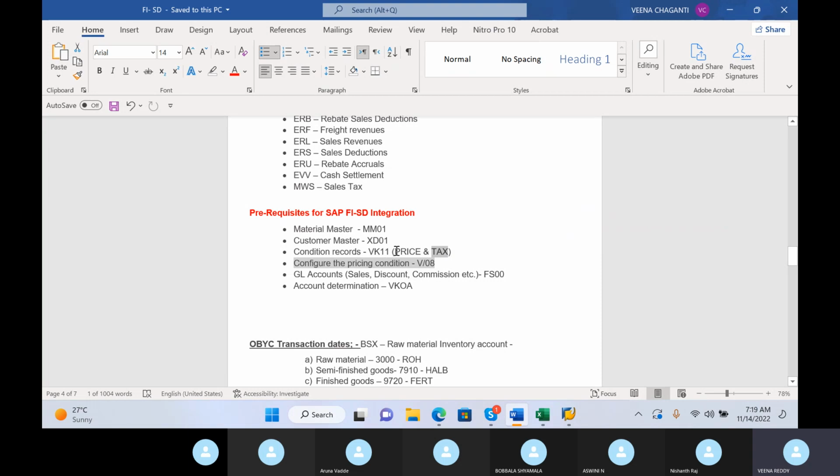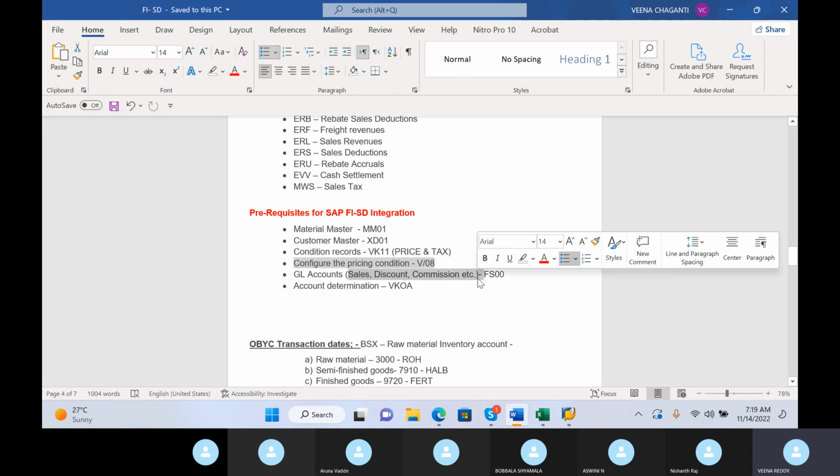The SD consultant will configure the different price combinations and the tax configurations. These are prerequisites for FI-SD integration. Configuring the price condition in V/08 is taken care of by the SD consultants only. Coming to GL accounts, we create GL accounts according to the sales, discounts, commissions, and rebates, as I said, rebate deductions. We will create them according to our requirement. The GLs are created in FS00.